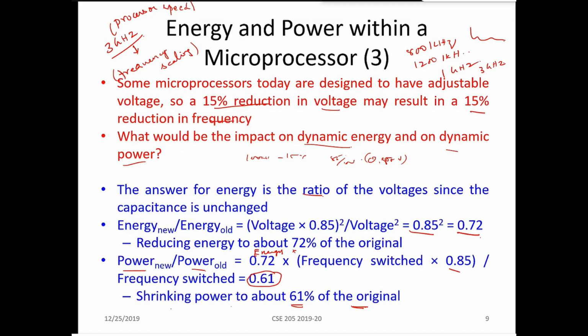Wherein we can execute our task at multiple frequencies. Here they have given an example: if there is a 15% reduction in voltage and 15% reduction in frequency, what about the power? How much power may it take? We are shrinking the power to about 61% of the original. So that's what this example says.